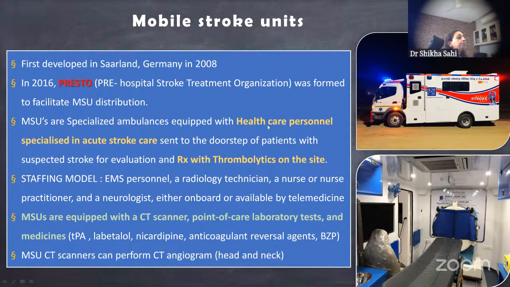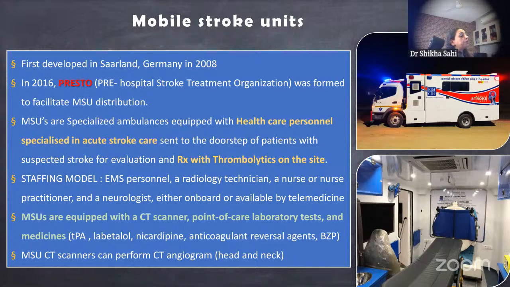Why? Because they are specialized ambulances which are dispatched from the emergency to a patient who is suspected of stroke. They are equipped with healthcare personnel specialized in acute stroke care, and they also have a small bore CT scanner. So these ambulances can do the CT scan of the patient there, which will establish the diagnosis of the stroke.